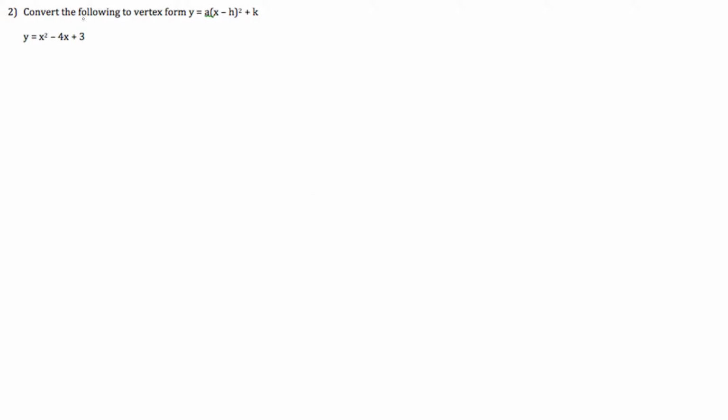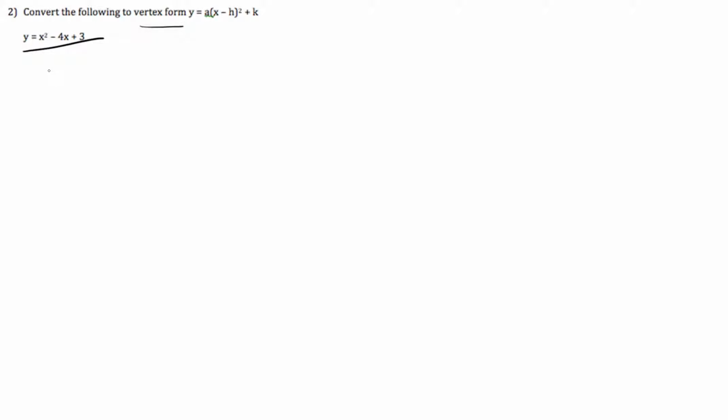Alright, Unit 3 Study Guide problem number 2. In this problem, we want to take this standard form equation and write it in vertex form, which is y equals a times the quantity x minus h squared plus k. In order to do that, we have two options. We can either complete the square, or we can use our shortcut negative b over 2a.